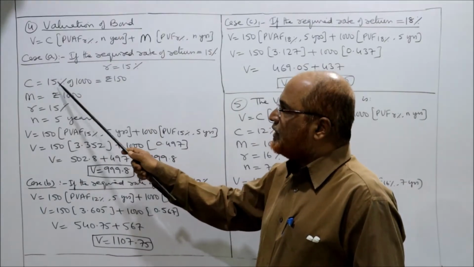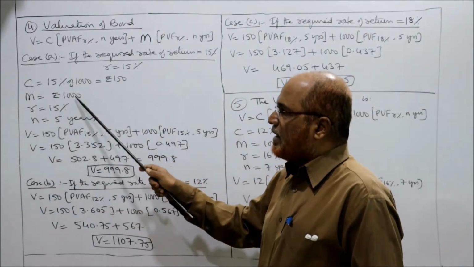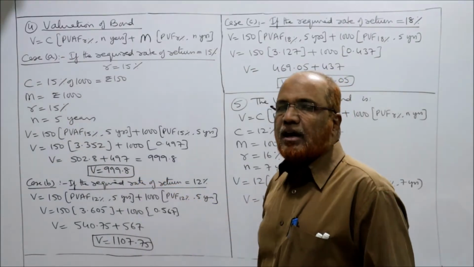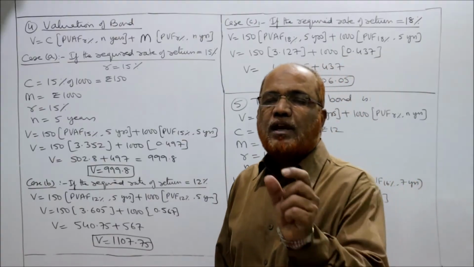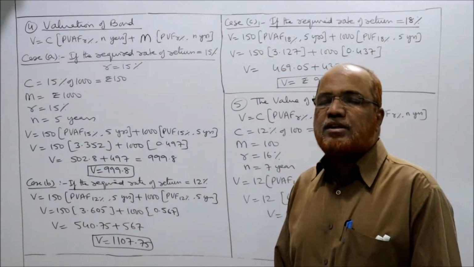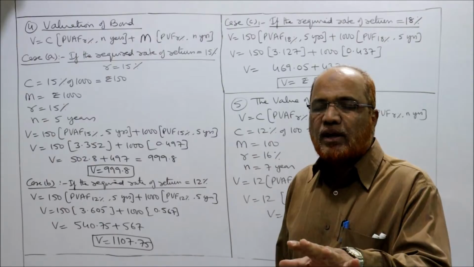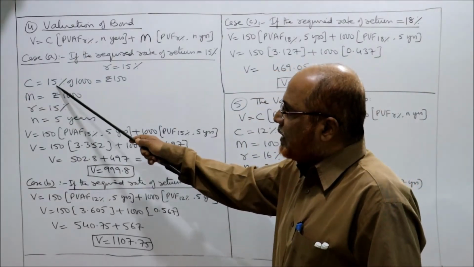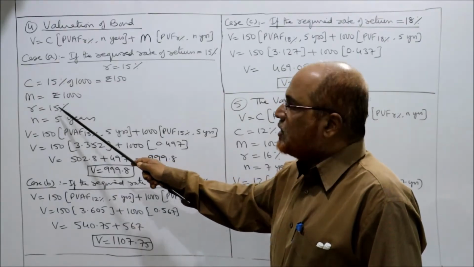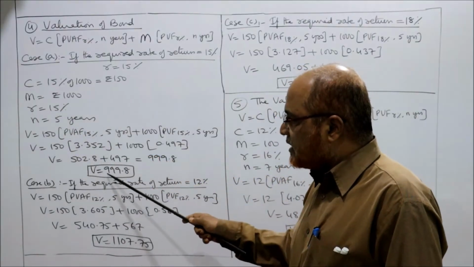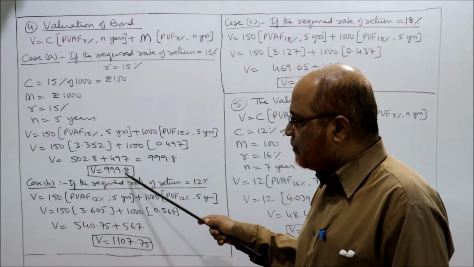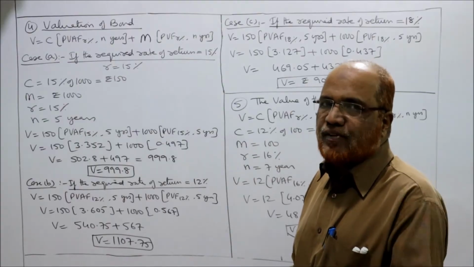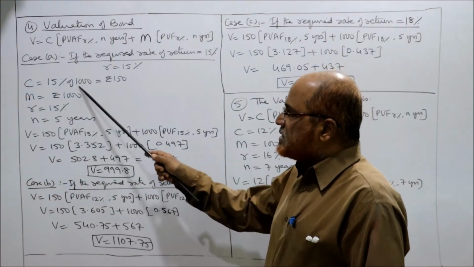So coupon interest 15% of 1000, 150, maturity value 1000, required rate of return 15%, N is equal to 5 years. And one bond price theorem we have seen, if the coupon rate and the required rate of return are same, then the market value of the bond and the face value of the bond will be equal. Here 15% coupon rate, 15% required rate of return. So we are substituting the values, we are getting V is equal to 999.8. This is very, very near to 1000. And 1000 is the face value. So 15% is the required rate.